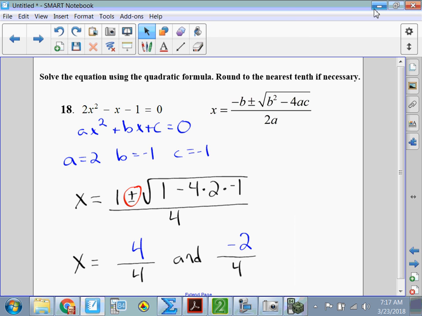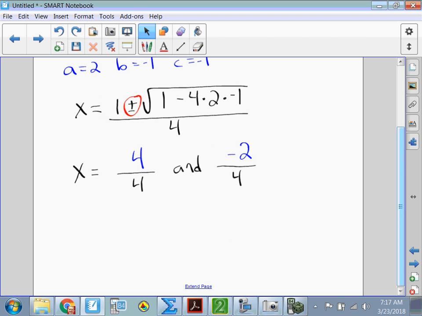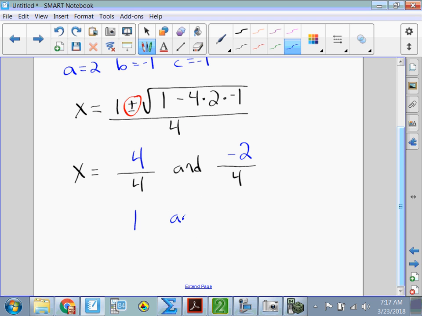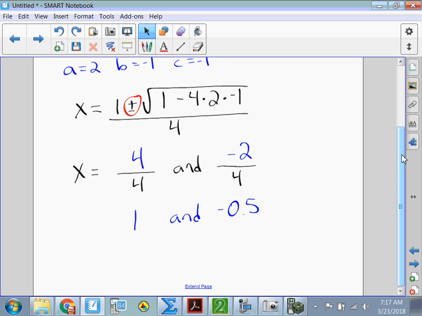Now I don't need a calculator to do the rest of that, so 4 divided by 4 is 1, and -2 divided by 4 is -0.5. That's it.